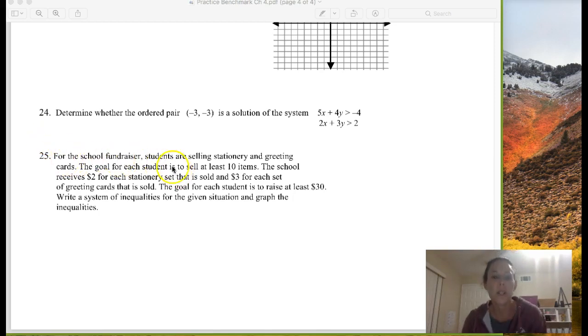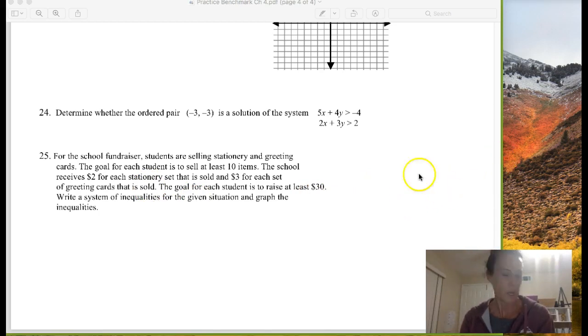For the school fundraiser, students are selling stationery and greeting cards. The goal for each student is to sell at least 10 items. So 10 either stationery or greeting cards. The school receives $2 for each stationery set that is sold and $3 for each greeting card set that's sold. The goal for each student is to raise at least $30. Write a system of inequalities for the given situation.